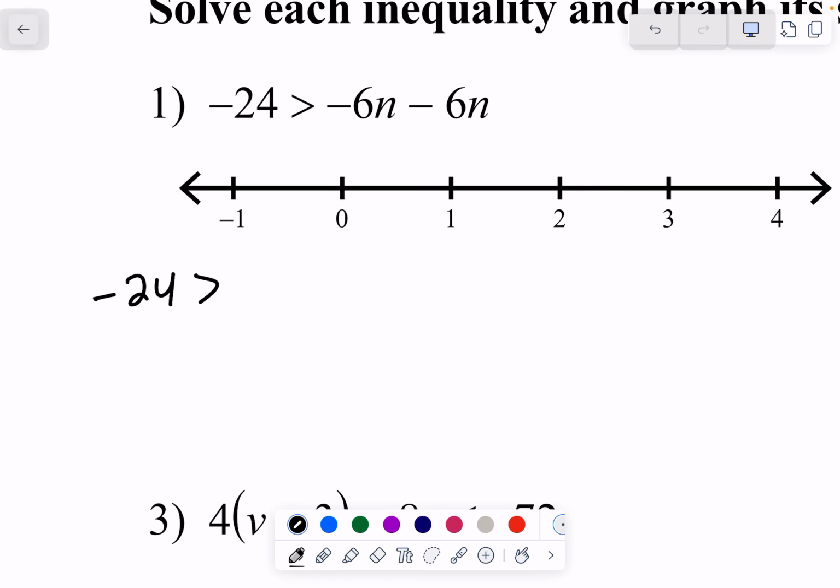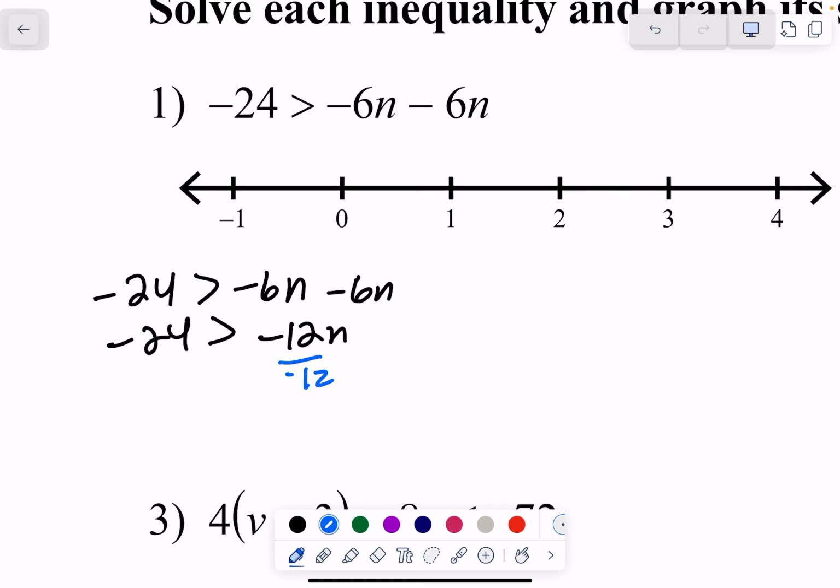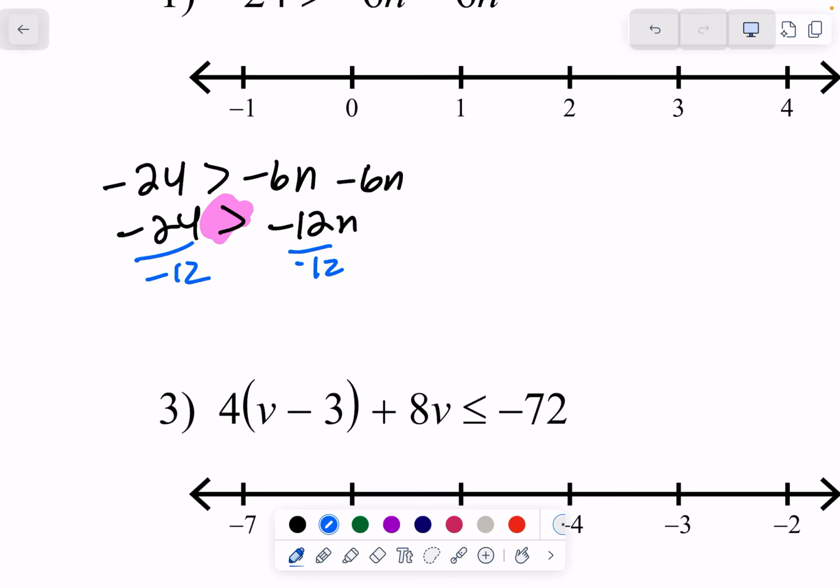If we look at that inequality, we have 2 n's on the same side. That, just like an equation, simplifies. So you get negative 24 is greater than negative 12n. Now, the main difference between an equation and an inequality is if you multiply or divide by a negative, you have to flip the sign. So as soon as I divide by a negative, I'm going to mark that sign somehow. If I was doing it on a sheet of paper, I'd just circle it, so that the next time I write it, I remember I've got to flip it over.